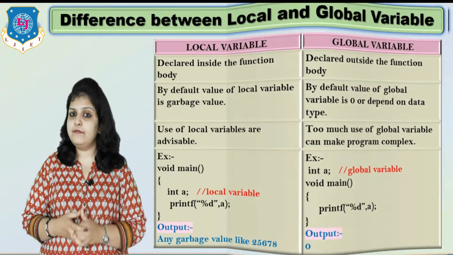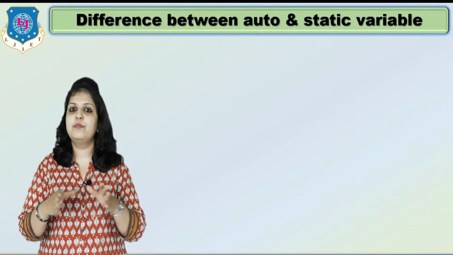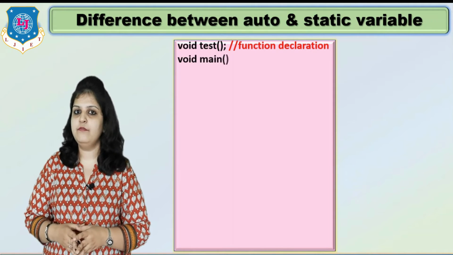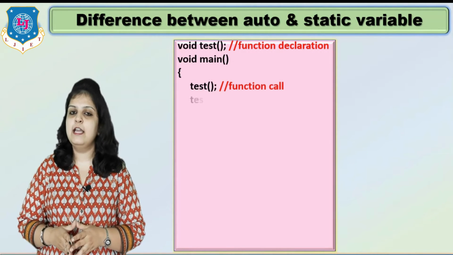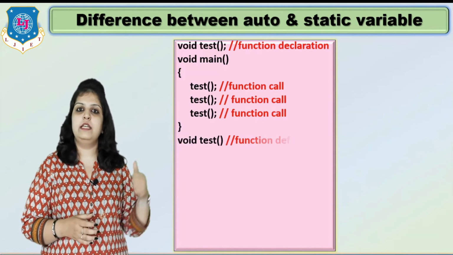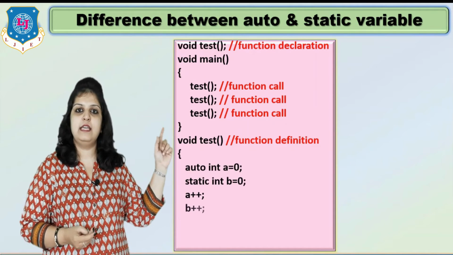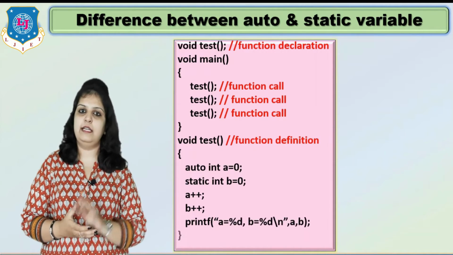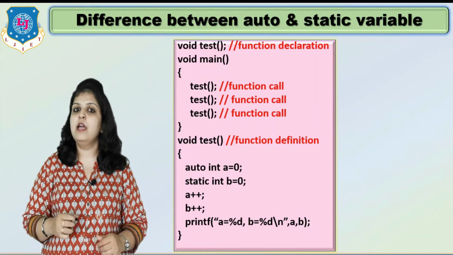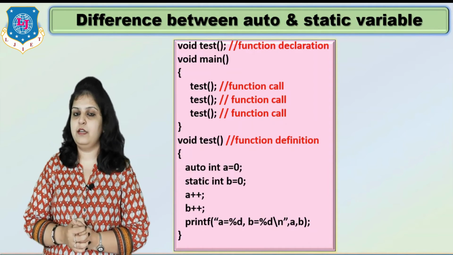Now let's see the difference between an automatic variable and a static variable with one program. So here first of all, void test, I am declaring one function whose name is test, and here no parameters, that's why empty brackets. Now in the main function I am calling the same function 3 times. You can see here test, test and test. So 3 times it will go to the definition of the function.